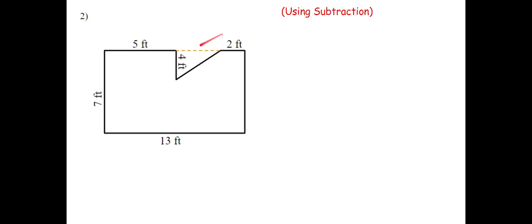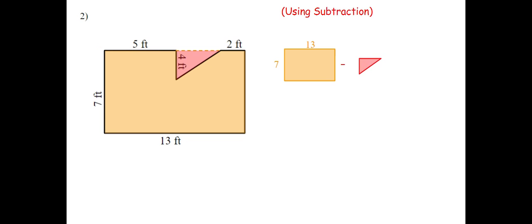Okay, I'm going to draw in this little dotted line here. Let's pretend that it was this whole rectangle. Okay, and then I just subtract out that little tiny triangle right here. Then that would give me this remaining piece. So that whole entire rectangle is 13 by 7. Okay, so you can go ahead and label that.